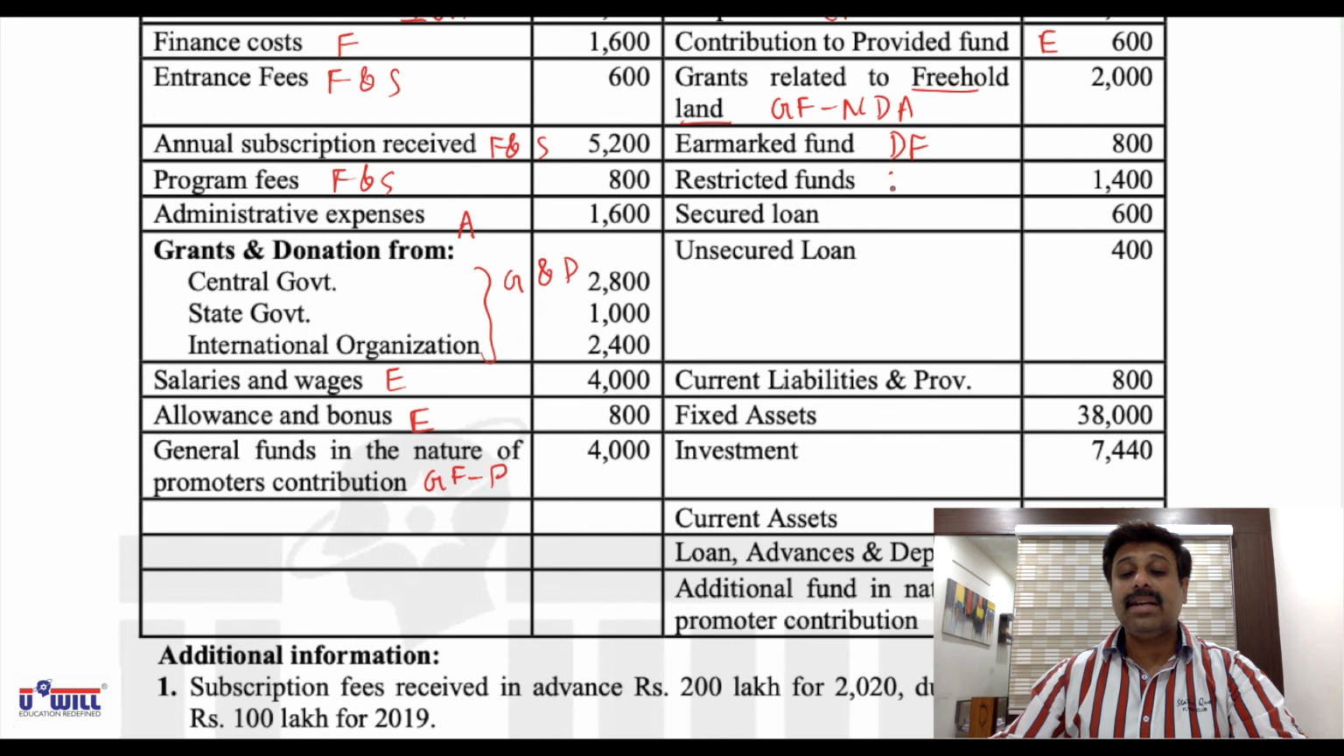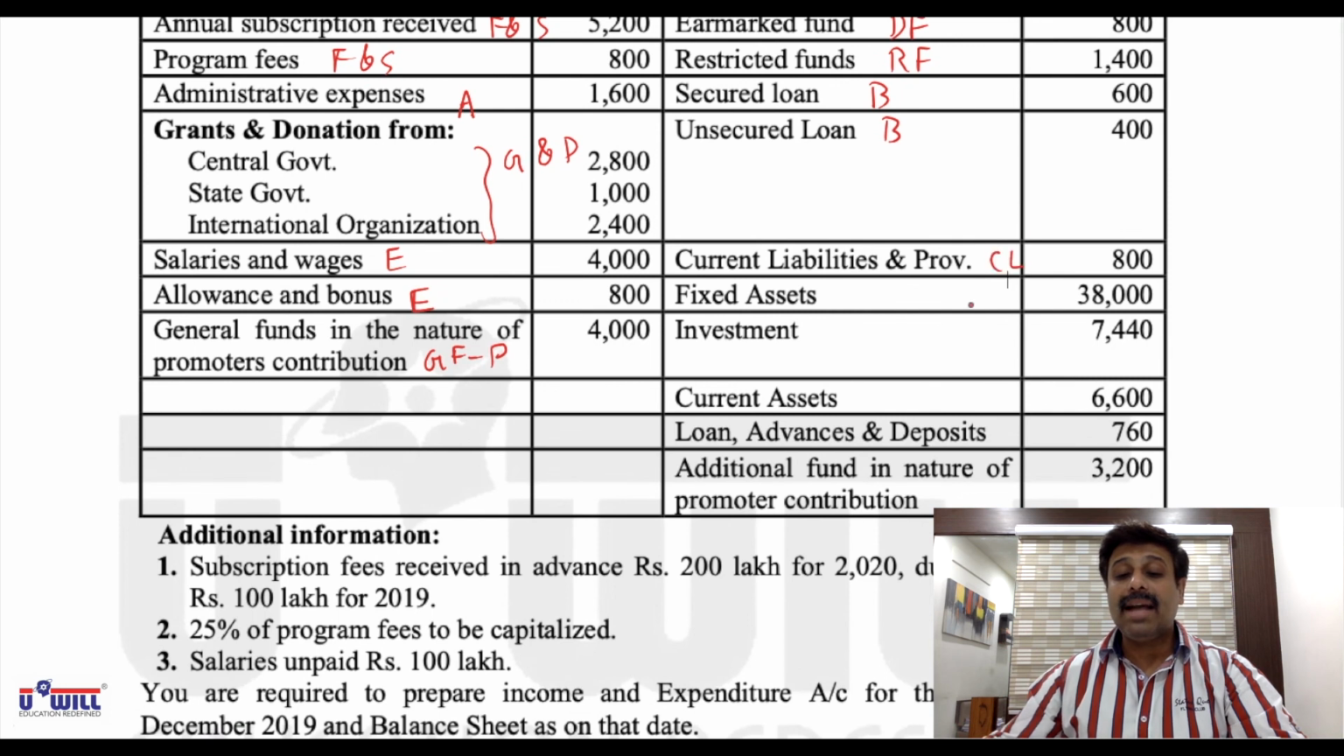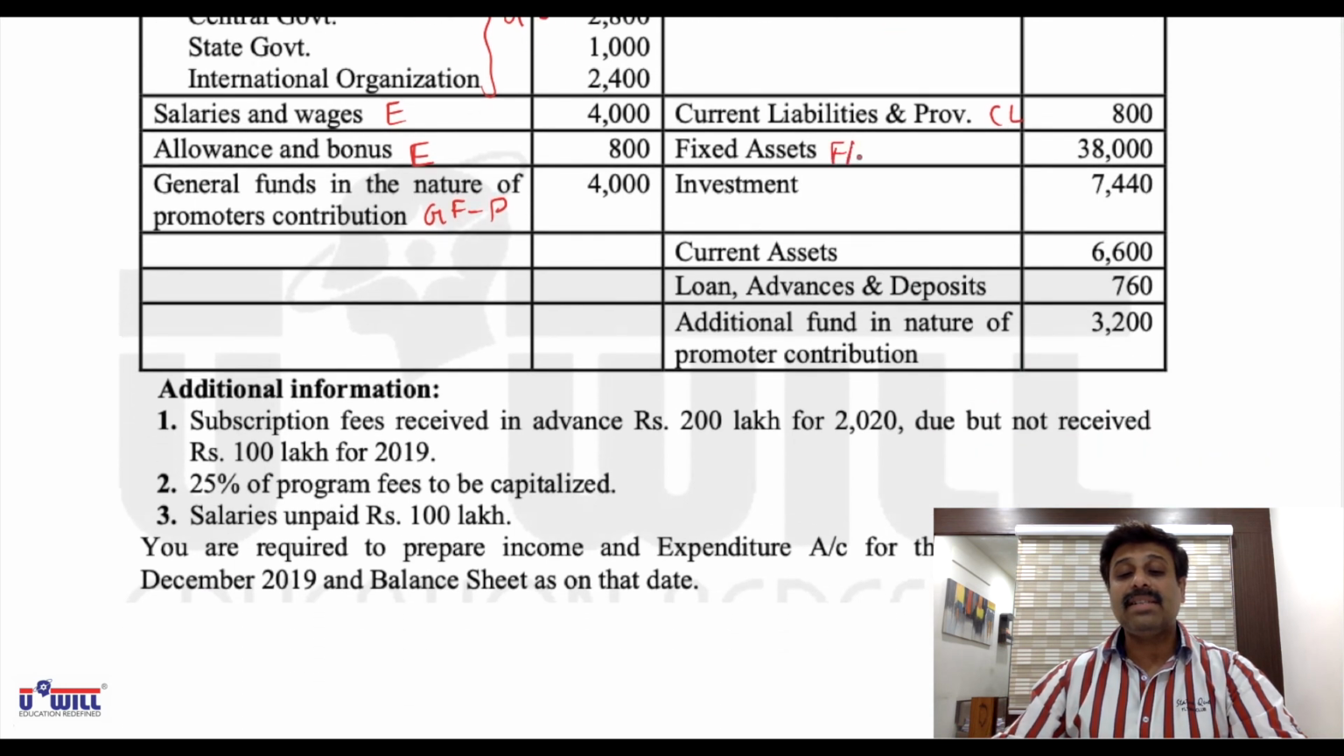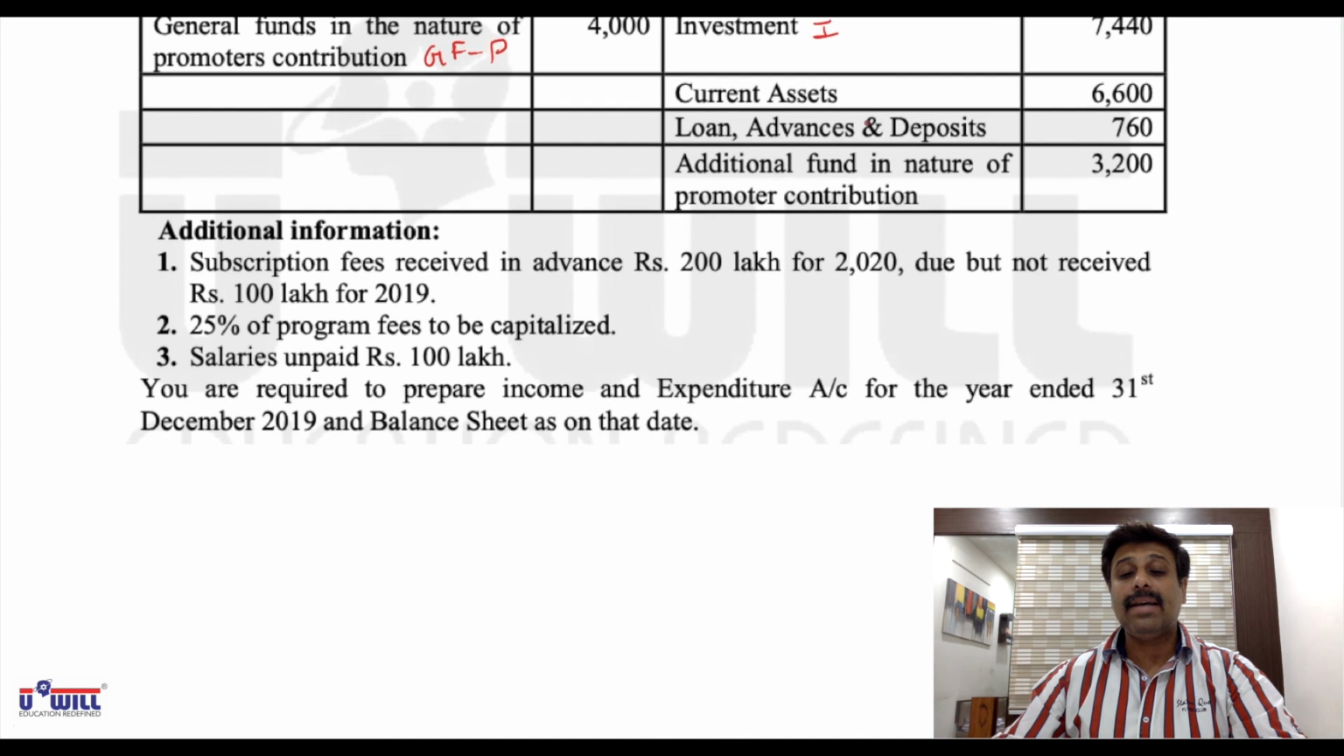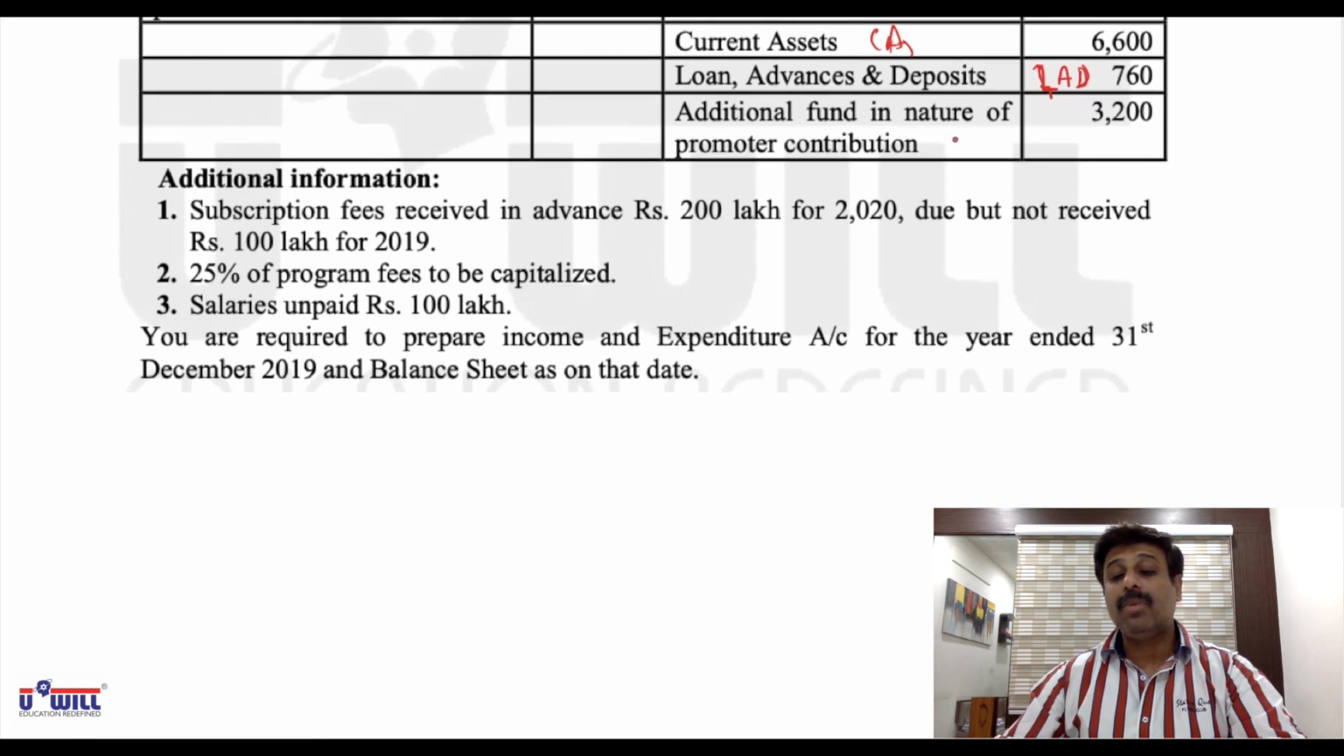Earmarked funds, designated funds, restricted funds, RF. Secured loans, borrowings, unsecured loans, borrowings. Current liabilities and provisions, CL. Fixed assets, FA. Investments, I. Current assets, CA. Loans, advances and deposits, LAD. Then addition, fund in nature of promoters contribution, will add in corpus fund.